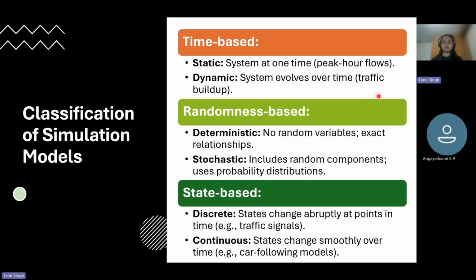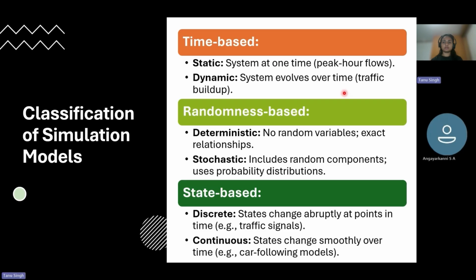Now coming to the classification of simulation models. Simulation models can be classified in three ways. First is time based. Static models capture the system at a particular moment, ignoring time, like peak traffic flows, and dynamic models represent a system as it evolves over time, showing how traffic changes hour by hour. So these are the time based.